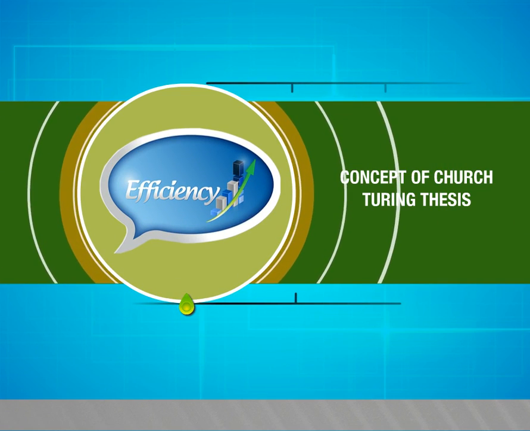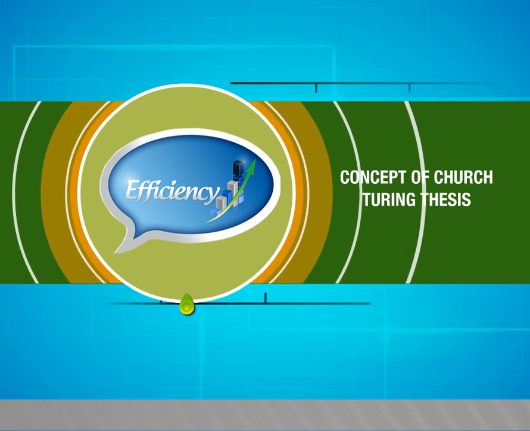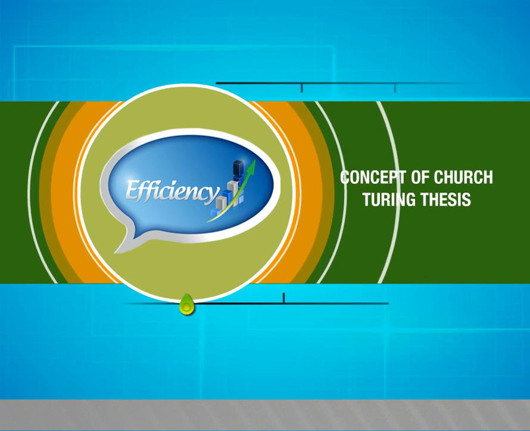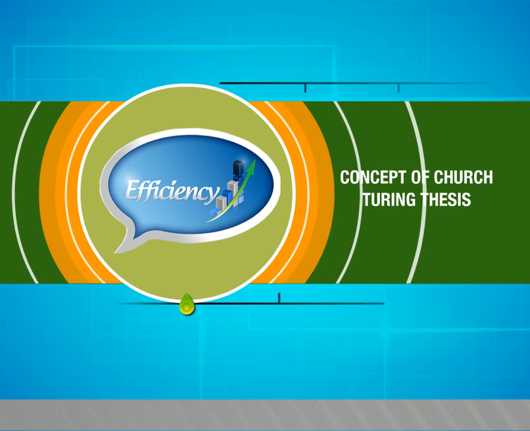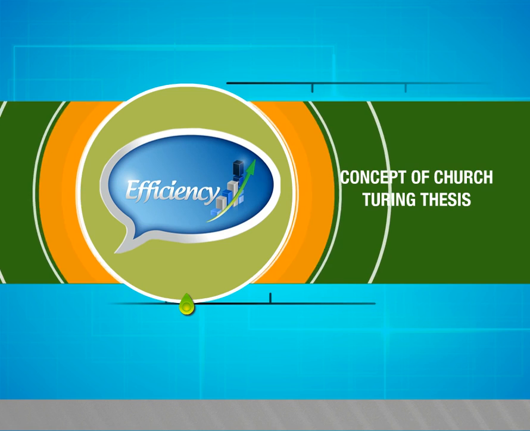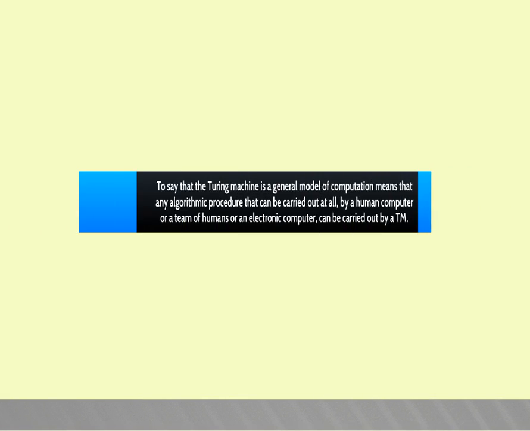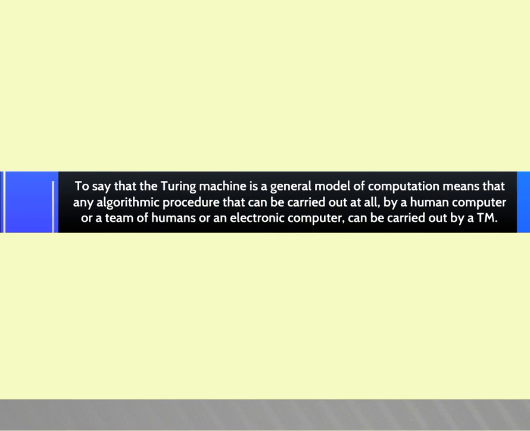Concept of Church-Turing thesis. In this animated video, we are going to see about concept of Church-Turing thesis. To say that the Turing machine is a general model of computation means that any algorithmic procedure that can be carried out at all by a human computer or a team of humans or an electronic computer can be carried out by a TM.